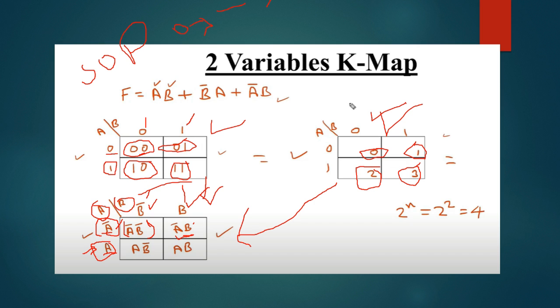What about this cell? This cell is comprised of A and B bar. That's why I have written down A and B bar. The same goes for this one as well. This cell is comprised of A and B. That's why I have written down AB. Fine, this is how you can write down the different values of your cell.